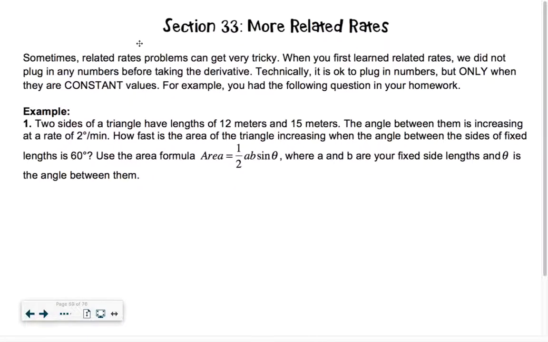All right. So section 3.3 is on more related rates. It says sometimes related rates problems can get pretty tricky. So these next ones are going to be a little bit different than what we did before.